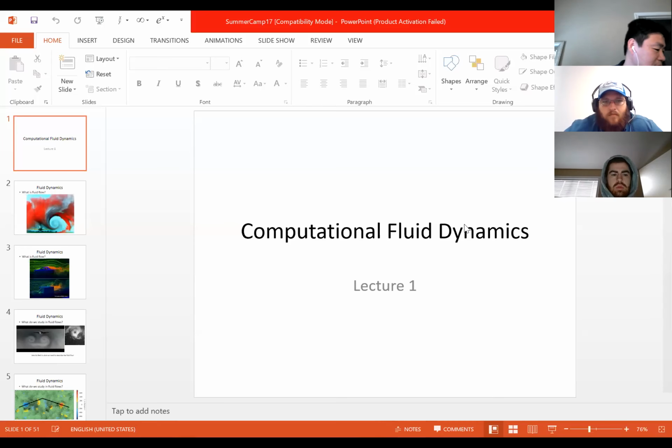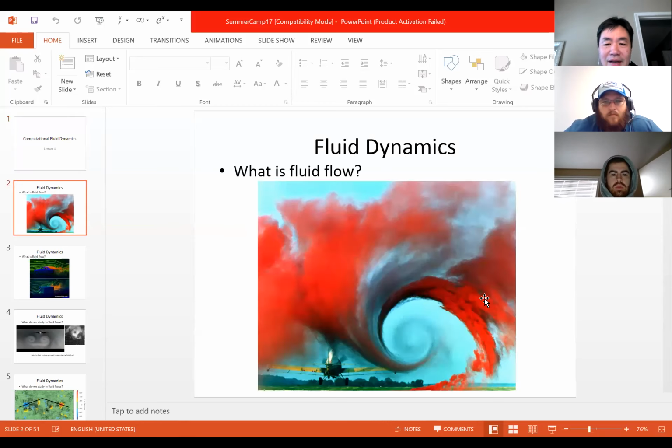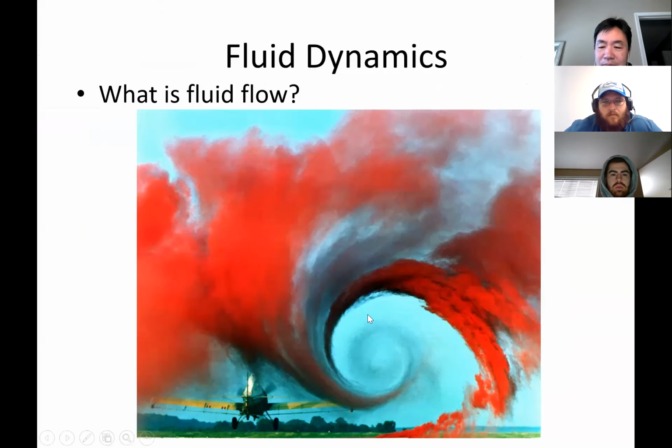Okay, let me share my screen. That PowerPoint is for other class, but I want to pick some of the picture to show what is the fluid mechanics, right? So, okay, fluid flow. I pick this picture. Let me make a slideshow. Everybody see it?